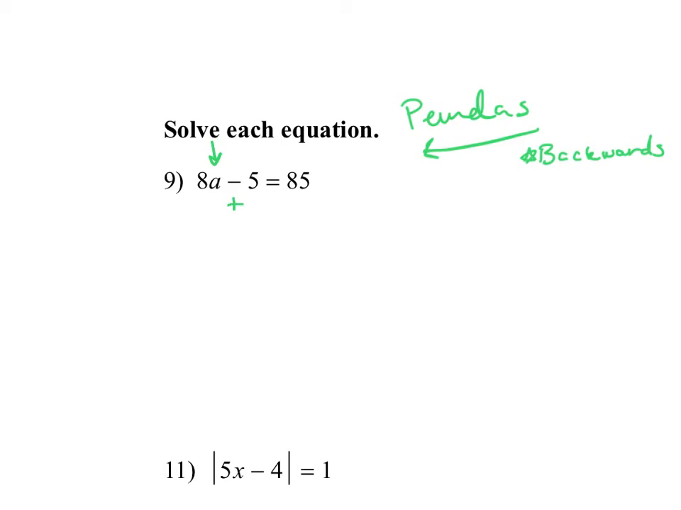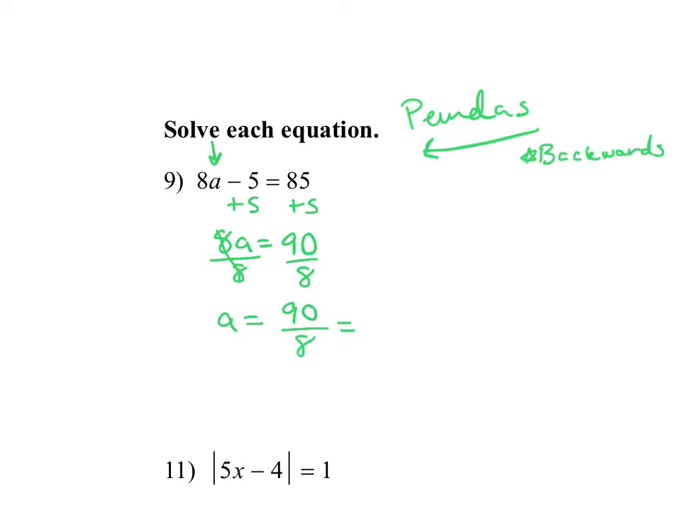Add 5 on both sides. So we get 8a is equal to 90. Now what do we do? We divide by 8 on both sides. Perfect. Since a is being multiplied by that 8, to get rid of it, we do the inverse, which is division. So we get a is equal to 90 over 8.